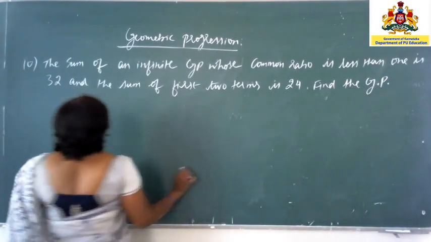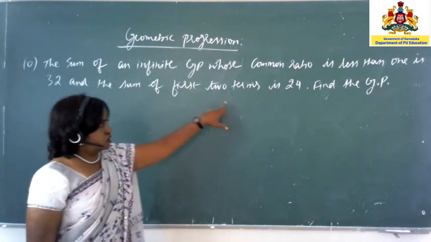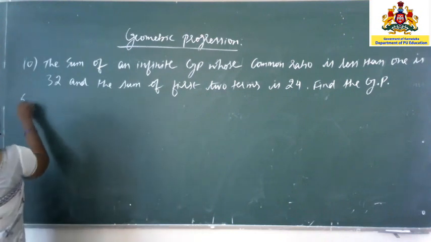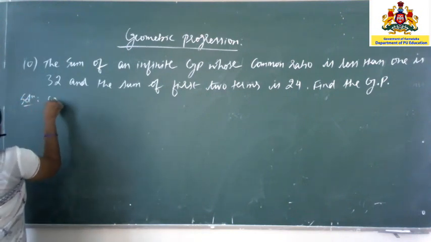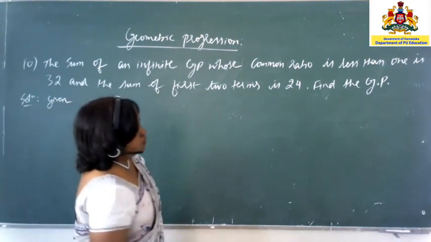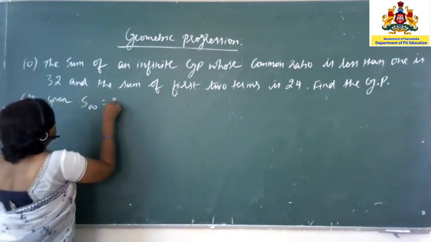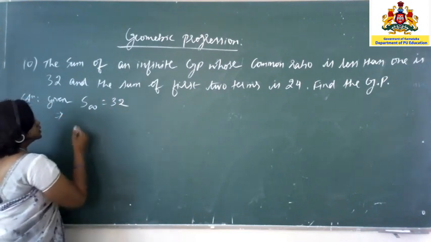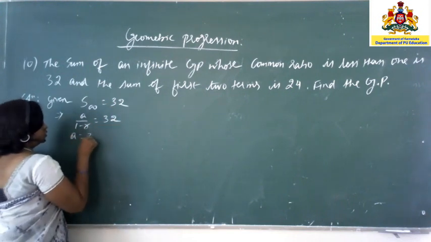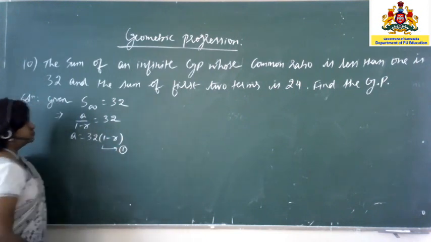Yes, next sum. The sum of an infinite GP whose common ratio is less than 1 is 32 and the sum of first two terms is 24. Find the GP. Given the sum of an infinite GP is 32, so S infinity is equal to 32. That implies a by 1 minus r is equal to 32. a is equal to 32 into 1 minus r. Let me call this 1.